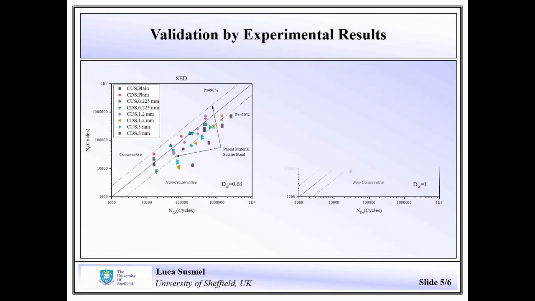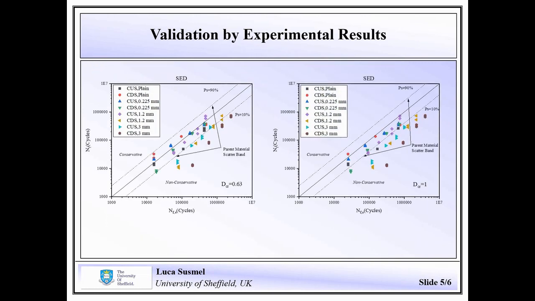So these two graphs show the overall accuracy we obtain in the first case by using a critical value of the damage sum equal to 0.63, which is the critical value that can be calculated from the uniaxial plane samples, and also using a critical value of the damage sum equal to unity as postulated by Palmgren and Miner.